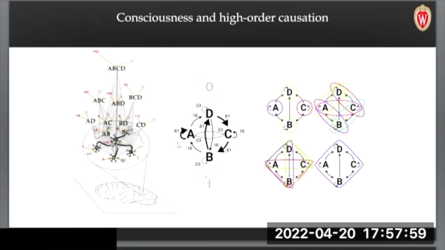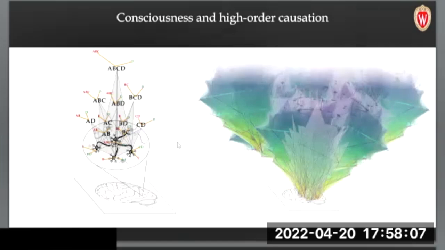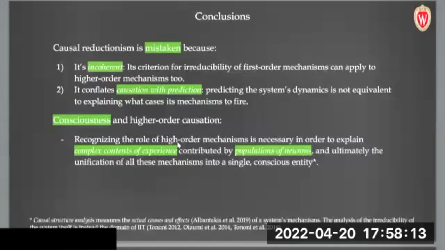And of course, each of these mechanisms could have different causes and effects, and this contributes to the complexity of the experience. In the brain there are not only 4 units, there are a lot of units, and this could be relevant to explain the richness of experience, which is a problem in neuroscience. So to conclude, causal reductionism is mistaken because it is incoherent and because it conflates causation with prediction.